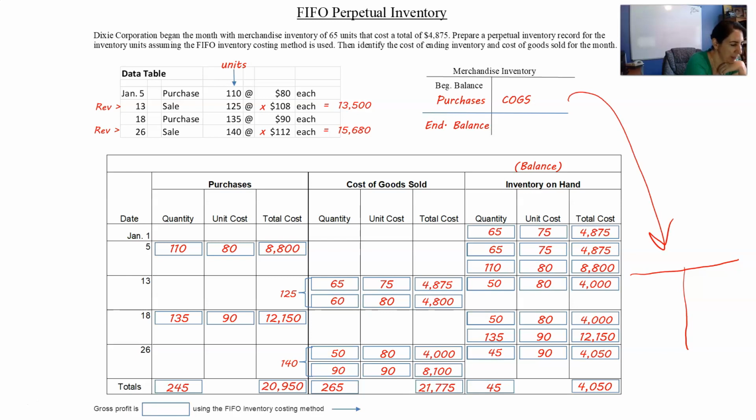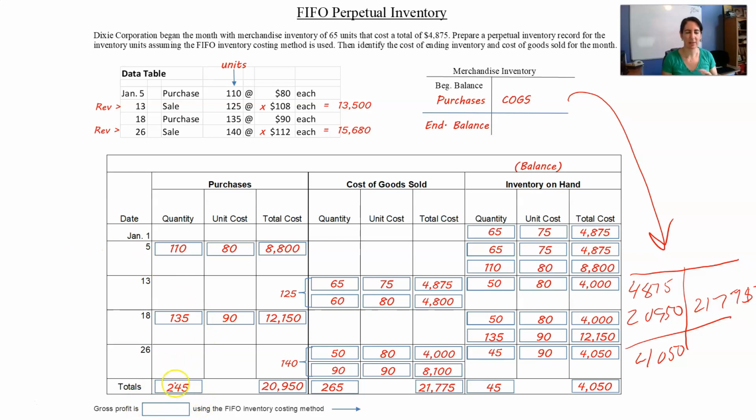We've got a beginning balance of $4,875. We have purchases of $20,950. We have sales of $21,775. There we go. Which should leave us with an ending balance of $4,050. Feel free to check my math. Actually, I should check my own math, right? $4,875 plus $20,950 minus $21,775. $4,050 it is. Okay? All right. Just to kind of show you, it all kind of ties together.